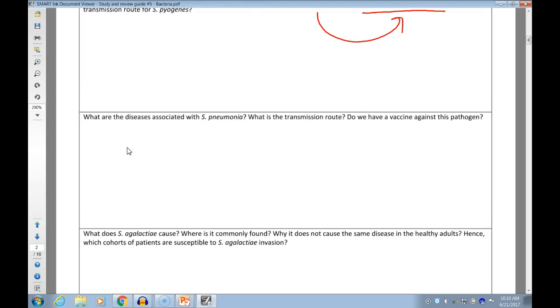For rheumatic fever, it's going to be bone and joints, joints and heart, transmission route, respiratory and contact. For strep pneumonia, well, it's really simple. All you have to know for this: pneumococcal meningitis, pneumococcal pneumonia, respiratory transmission, you do have a vaccine. Am I clear? Awesome.